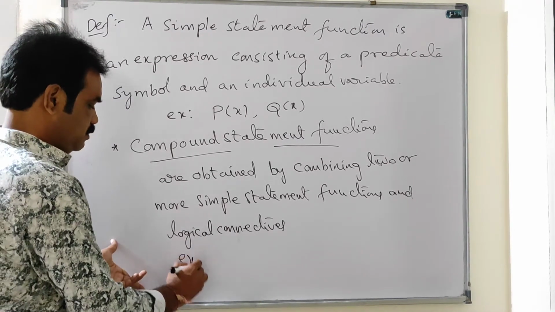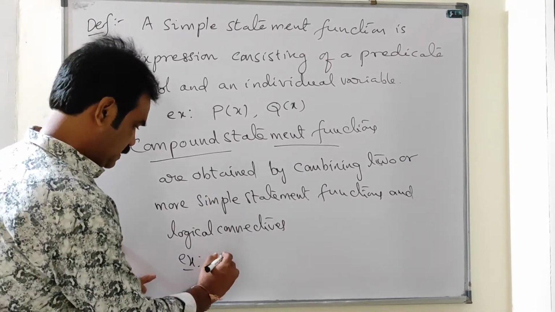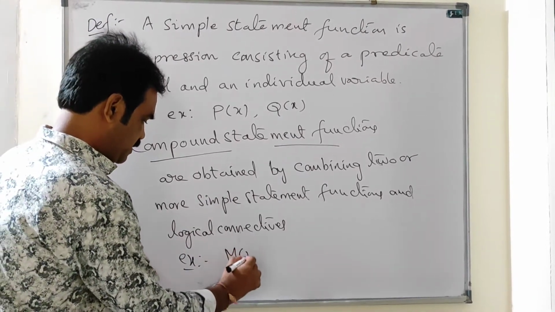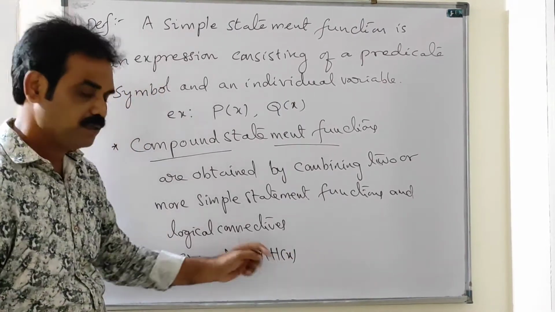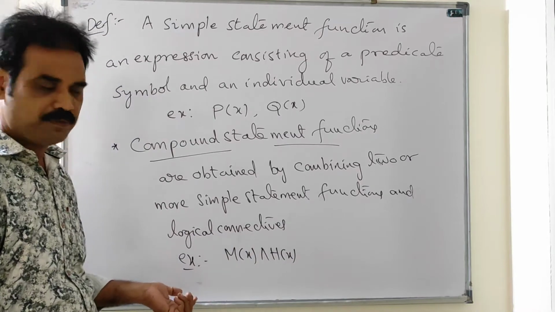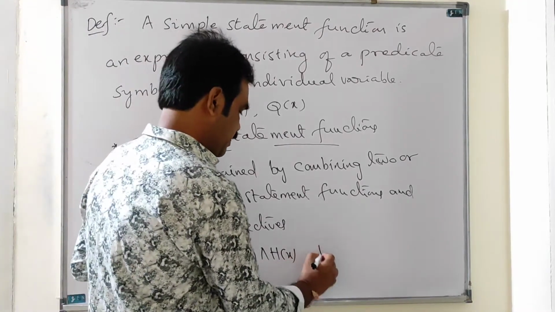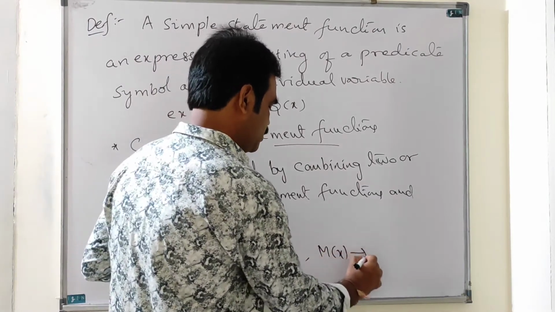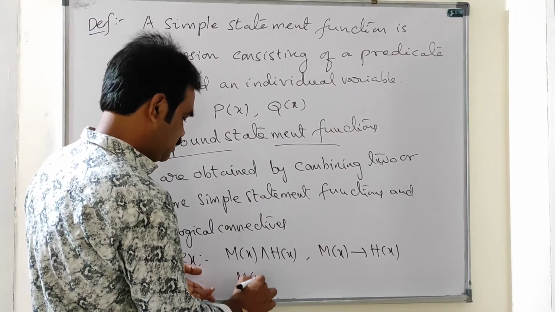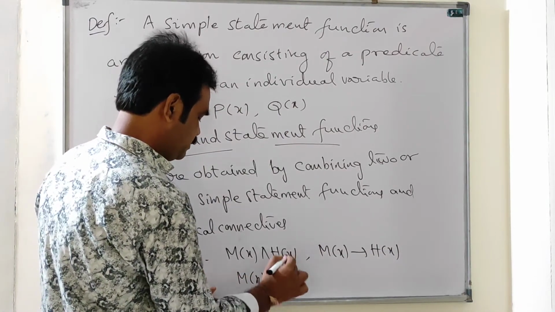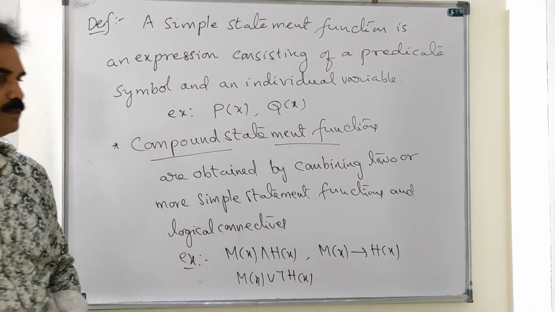For example of compound statement functions, suppose M of x and H of x are two simple statement functions. M of x and H of x is a compound statement function. M of x implies H of x. M of x or negation of H of x. These are all examples of compound statement functions.